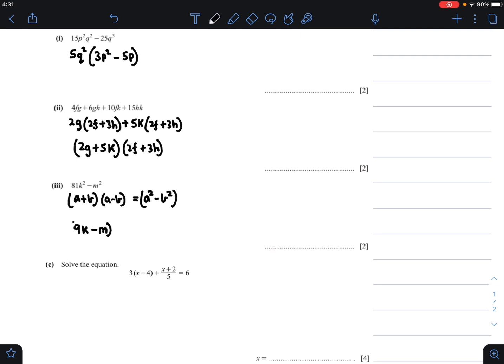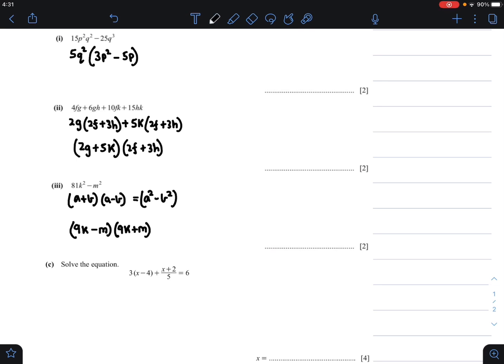So we have the negative part, and we have to write the positive part as well, which is 9k plus m, because it is supposed to be written in this form, that is a plus b, a minus b. And what we found were the values of a and b, which were 9k and m. Therefore all we did was substitute the values of a and b as 9k and m, and we reached our final answer, which is 9k minus m multiplied by 9k plus m.